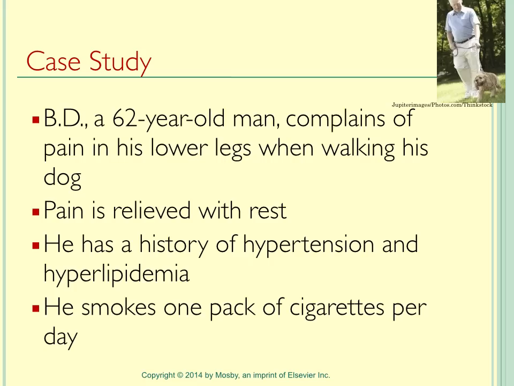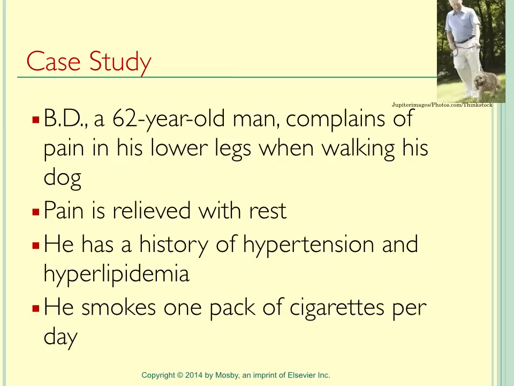So we can also understand this disease by taking this example. This is a guy, BD, a 62-year-old man. He complains of pain in his lower legs when he's walking his dog. His pain is relieved with rest. He has a history of hypertension and hyperlipidemia, and he smokes 1 pack of cigarettes per day. What risk factors does this patient have? We just covered it.